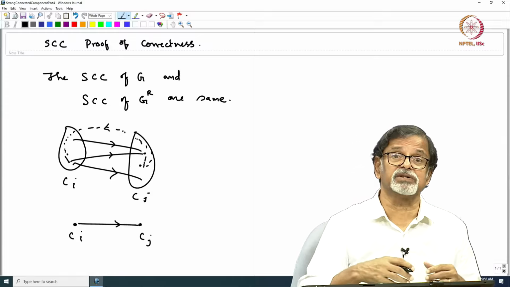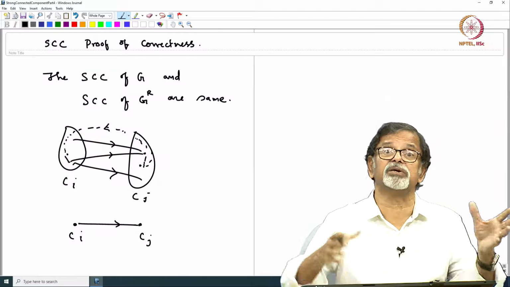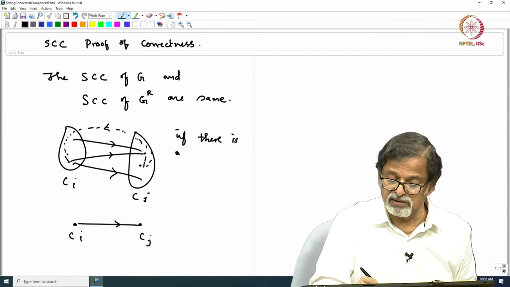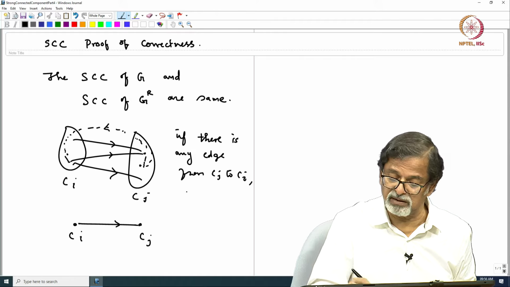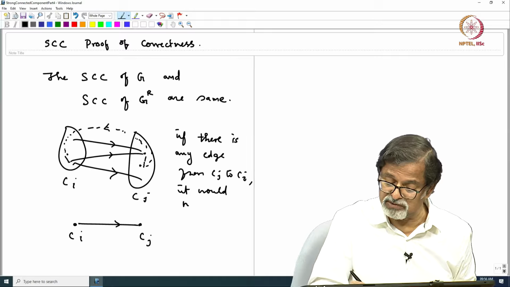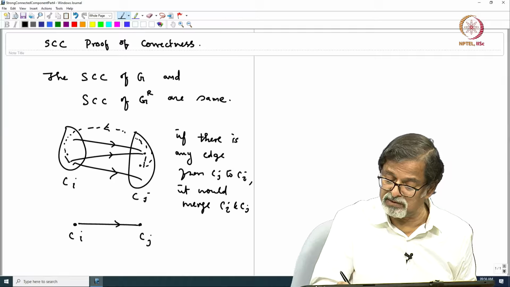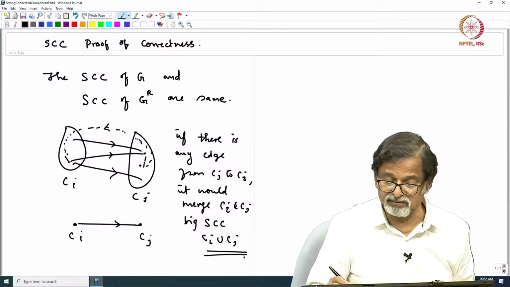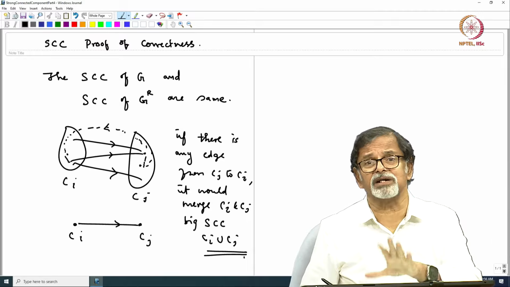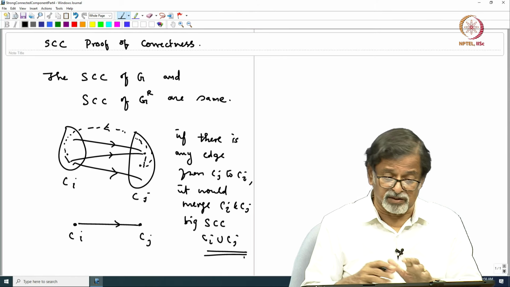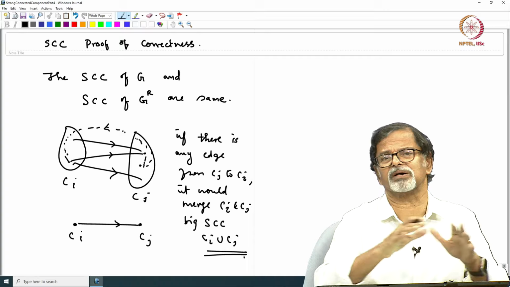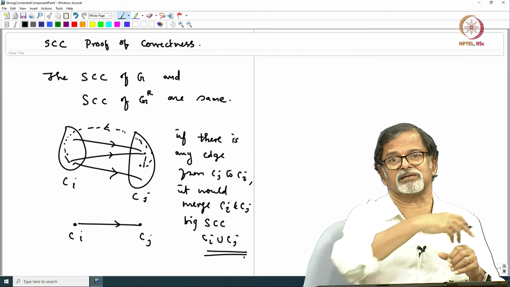Therefore, if there is an edge in the opposite direction, it will merge Ci and Cj into one big super component. If there is any edge from Cj to Ci, it would merge Ci and Cj into a big strong connected component Ci union Cj. That is not the case. Ci is one component, Cj is another component. Their union is not a component. Therefore, there cannot be any edge in the opposite direction. You can go only from one component to another component one way. There is no cycle. Okay.